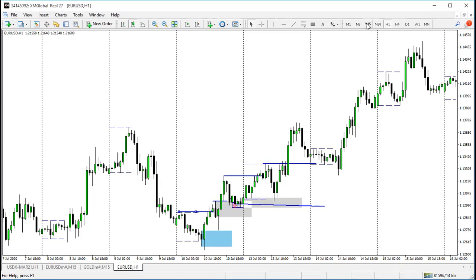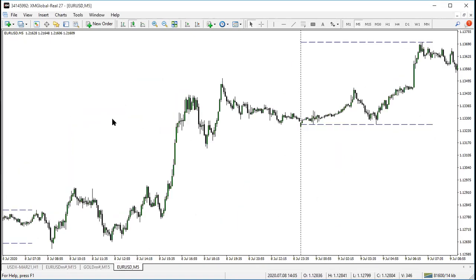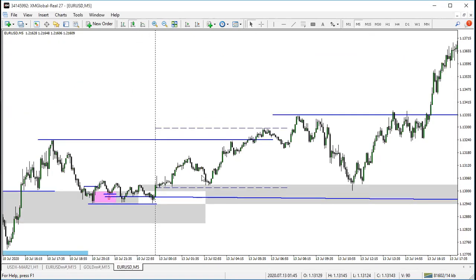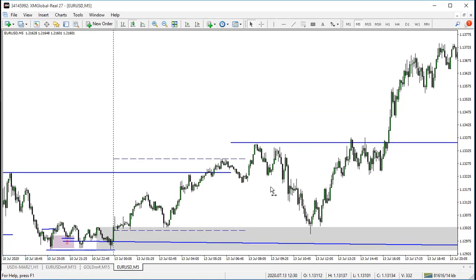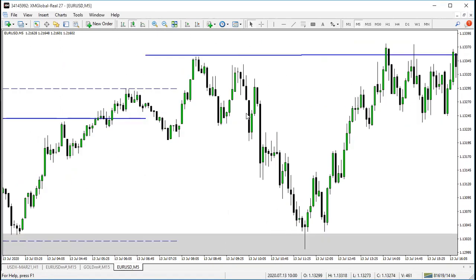So now let's look at the second order block, which is this one. Now let's see. Lower low, lower high, lower low, lower high, failed to make a low, break market structure. So now we have our bullish BMS. So now this order block is valid. It's going to hold price. It's going to push price up. And this is the higher high.